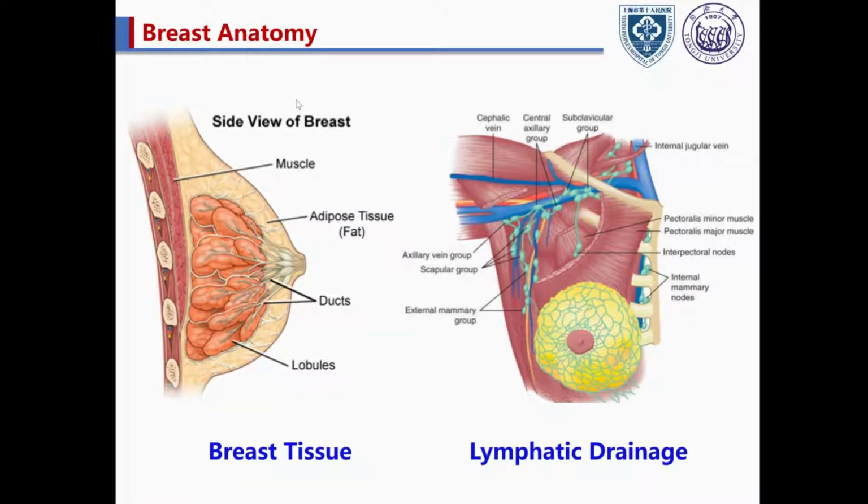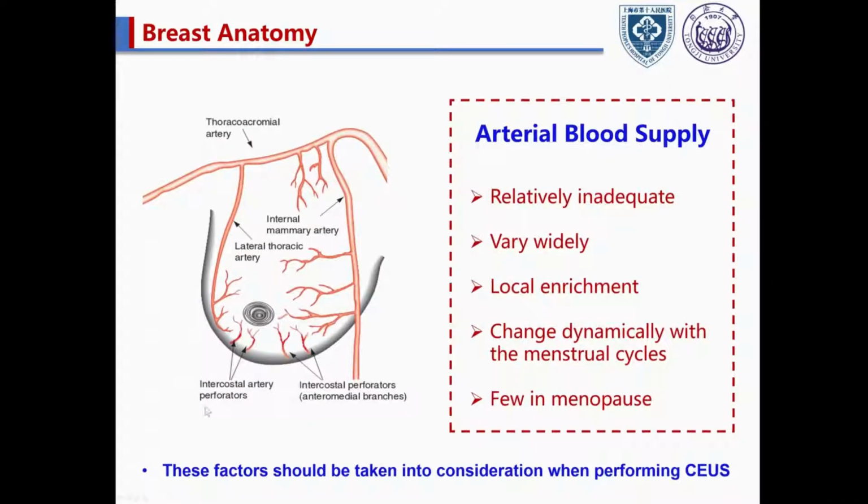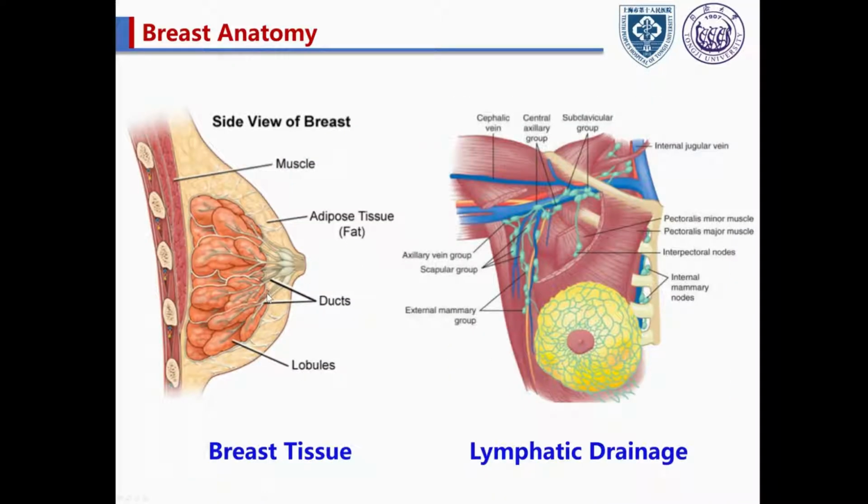The breast anatomy. We can see this is the breast tissue, and from superficial to deep side, we can see the skin, the adipose tissue, and the breast, and the muscle. When we perform the breast ultrasound, we should also notice the lymphatic drainage of the breast, so we can see a lot of lymph node groups around the breast.